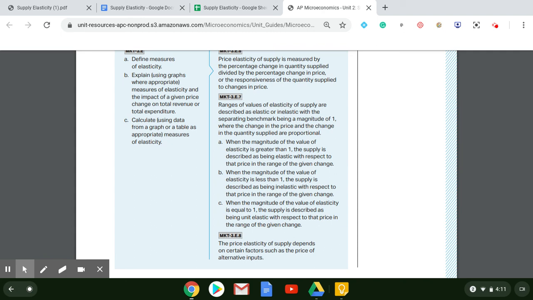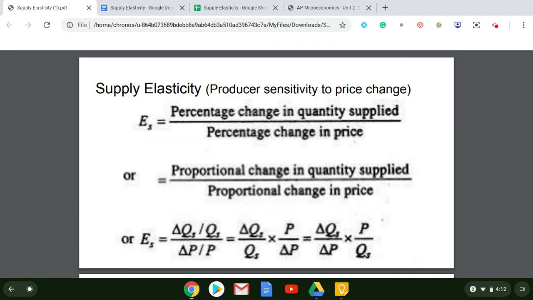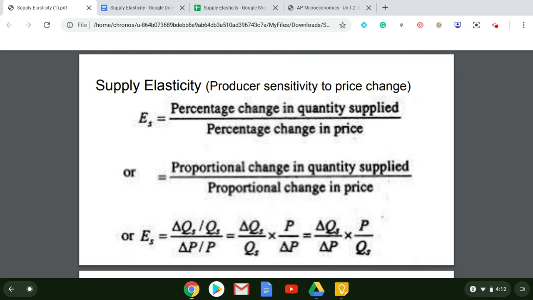Okay, so first things first, let's talk about some slides I have for you guys. This first slide describes the actual calculation of price elasticity of supply. It's the percent change in quantity supplied over the percent change in price. Very similar to demand. Notice it doesn't say the change in supply. It's the quantity supplied, so we're moving along that supply curve. The supply curve isn't changing.